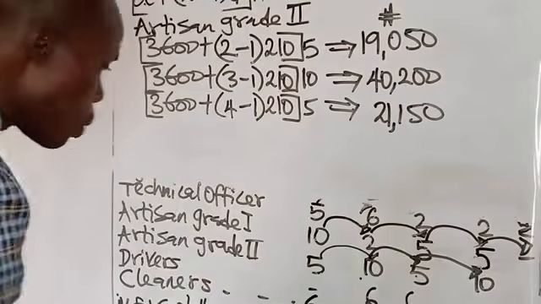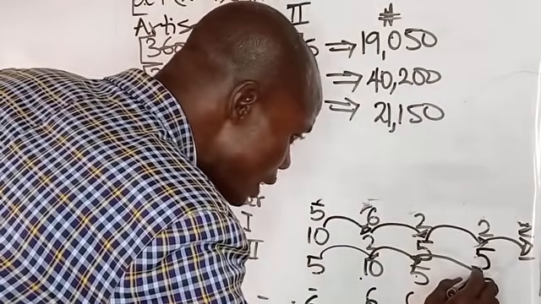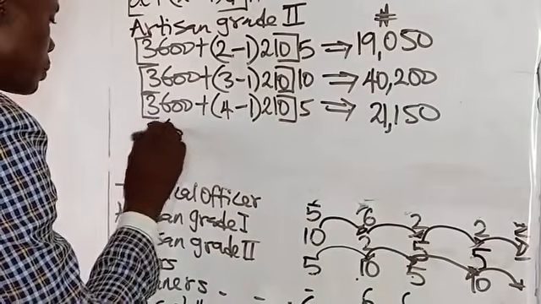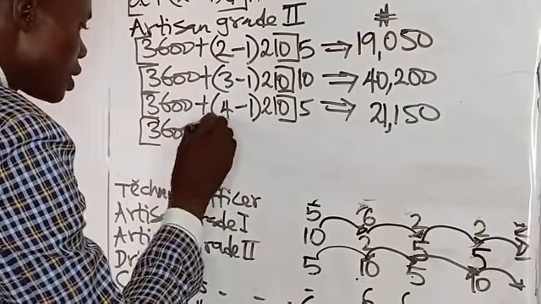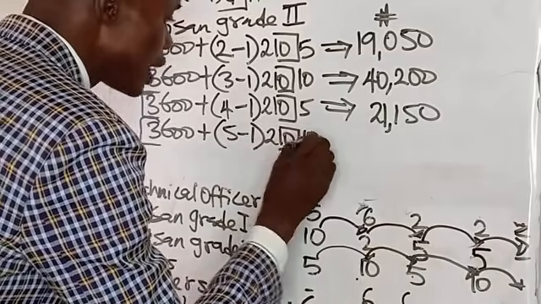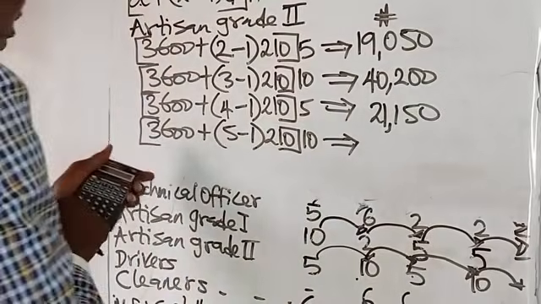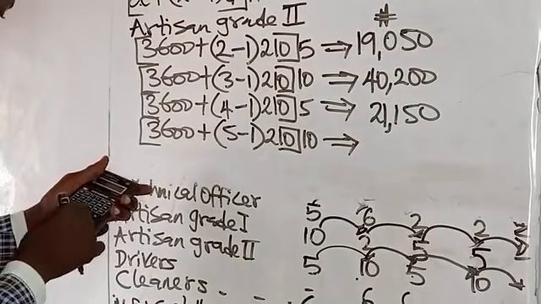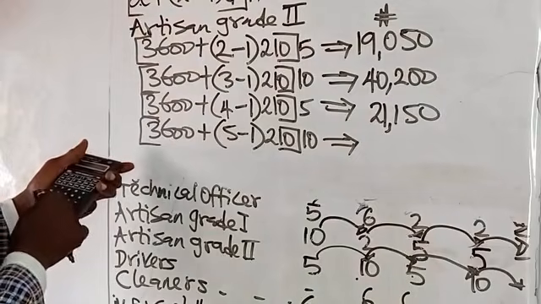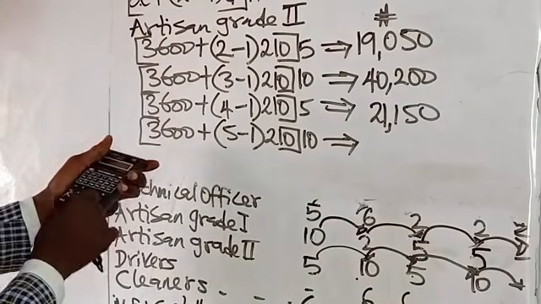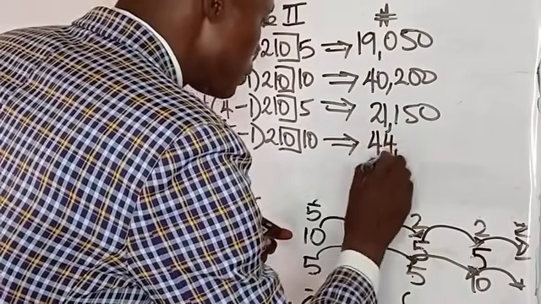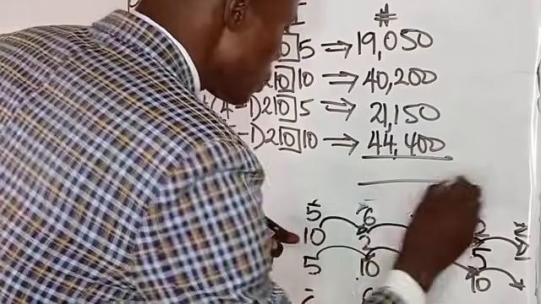Employees who were in step 4 were 10 in number, and they are now moving to step 5. So we have 3,600 plus step 5 now. 210 is the increment, and the number of employees is 10. 5 minus 1, 4. 210 times 4, that is 840, plus 3,600. We have 4,440 times 10 employees. We have 44,400. Now let's sum it up.